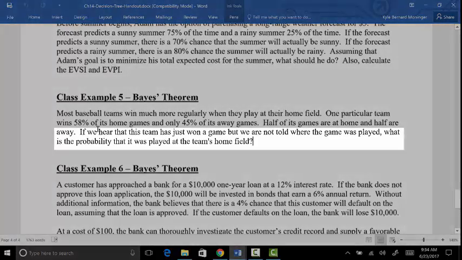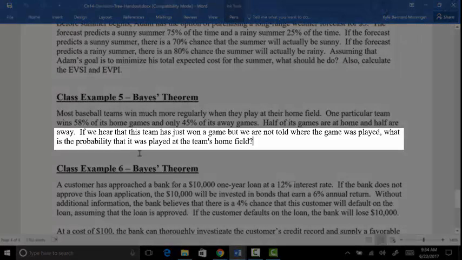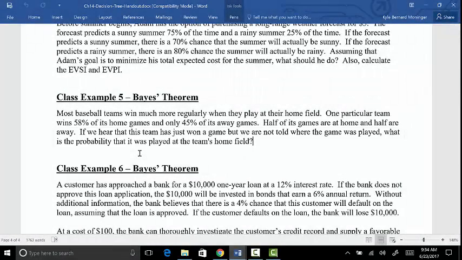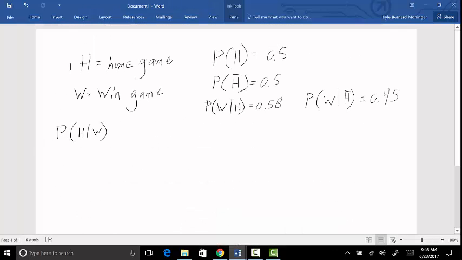Our question prompt says, if we hear that this team has just won the game but are not told where it was played, what's the probability it was played at the team's home field? So putting that into a probability statement, we're finding the probability of a home game given they won. So we already know that they won. What's the probability it was at home? This is a conditional probability.